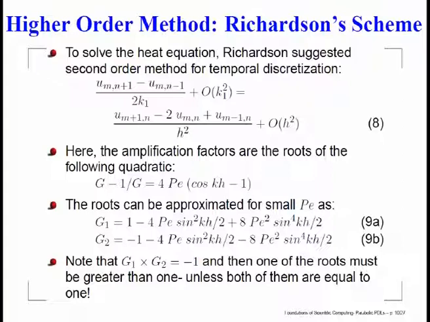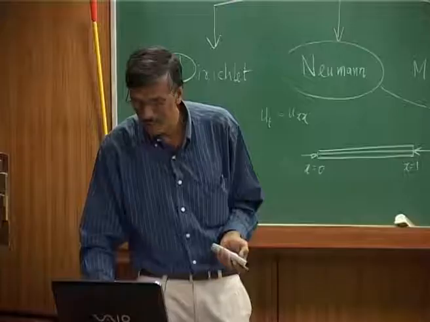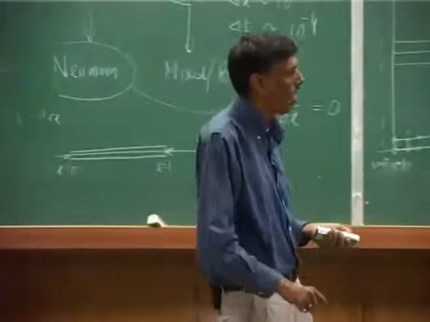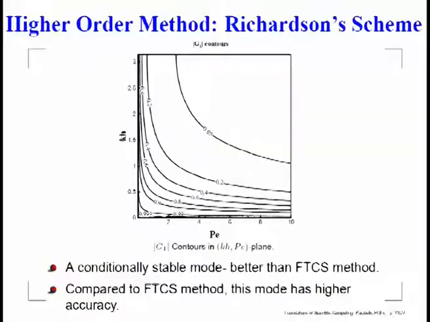So, without even solving, here is a naive approach. Just because you apply a higher order method does not mean that you are going to get what you want: more accuracy, faster calculation, stable calculations. No, here is an example where you actually end up in trouble. If you don't believe me, you can write a small program and find out these G1 and G2 contours. The G1 expression we have seen is given by 9a and G2 is 9b.